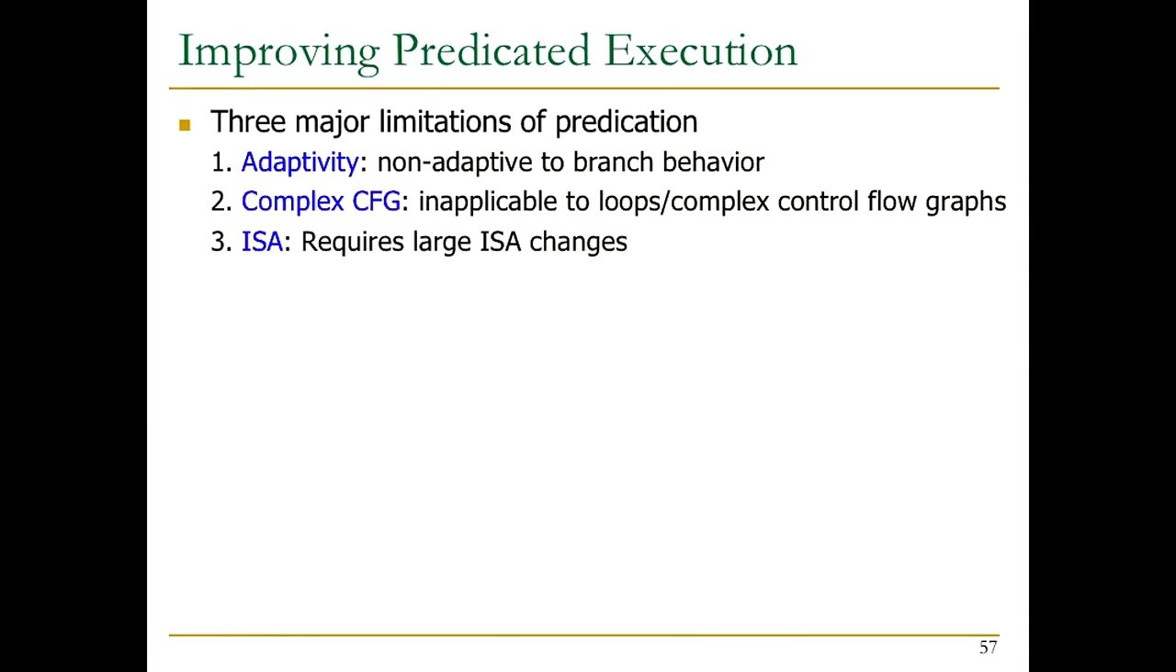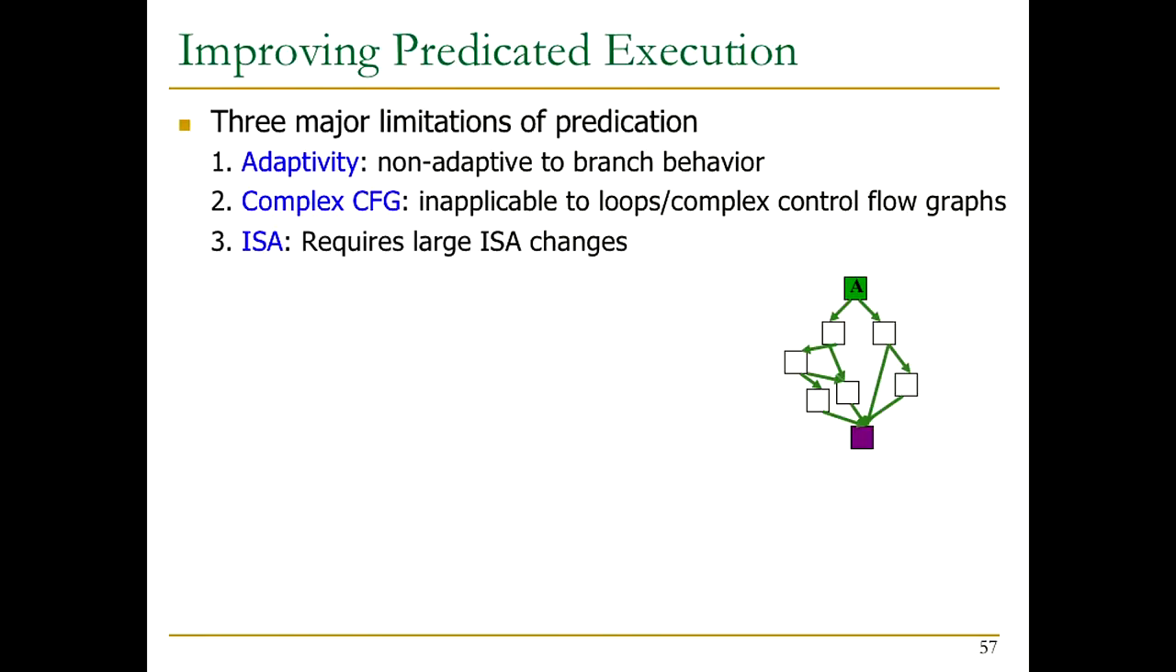and some other things? Basically, improving predicated execution, there are three major limitations. One is adaptivity, as we've discussed. The other is ISA support, as we've also discussed. And the third one is a complex control flow graph. If you have a really complex control flow graph, you need to manage the predicates. And basically, wasted work increases. And also, the probability of wasted work also increases. It's very difficult for the compiler to manage, and also to decide whether you want to actually predicate.